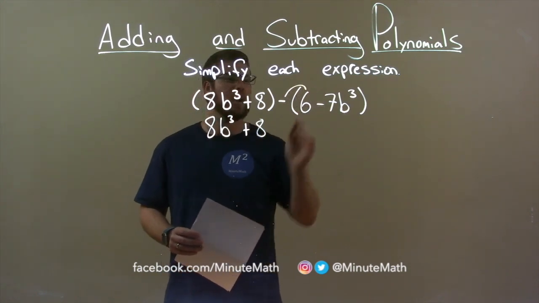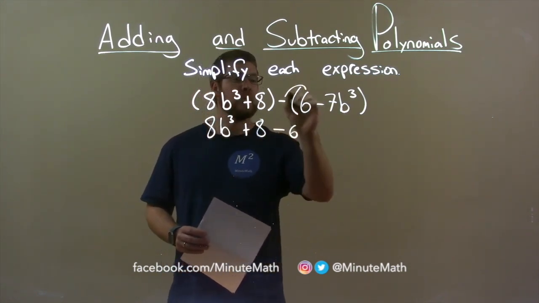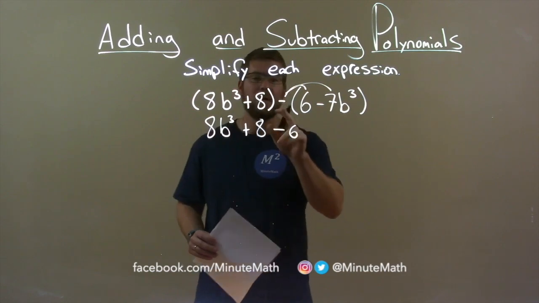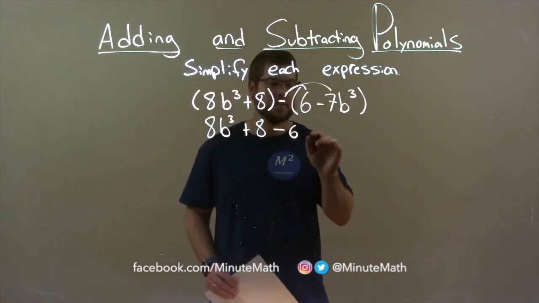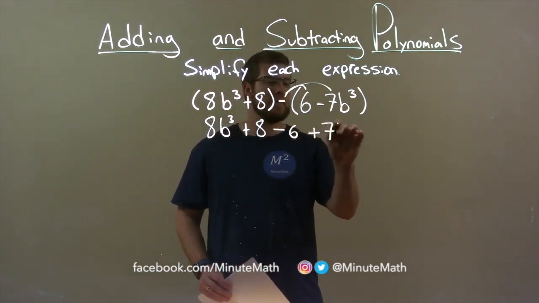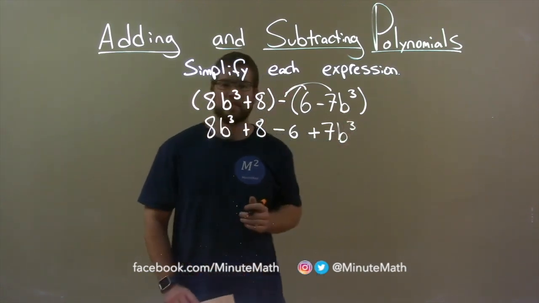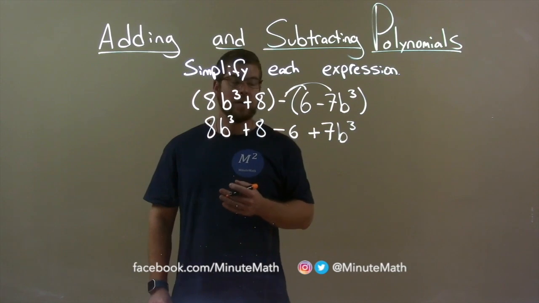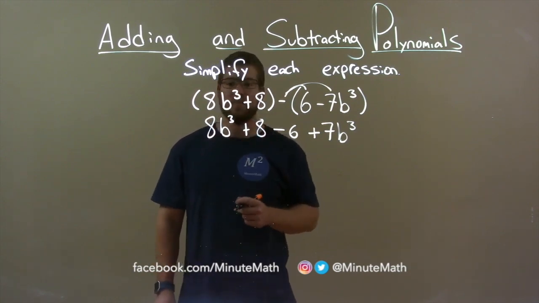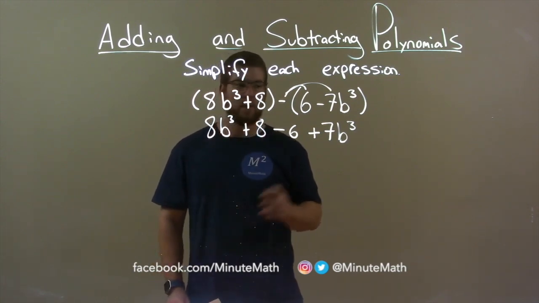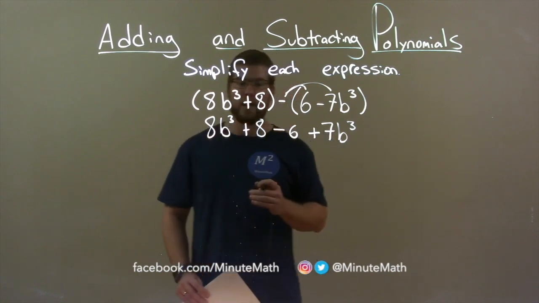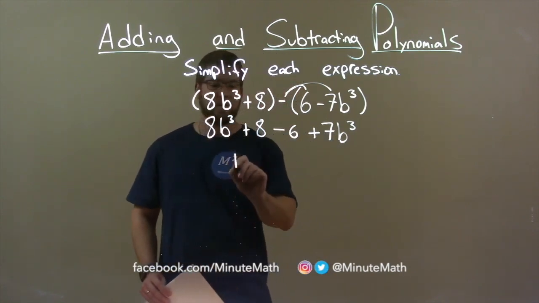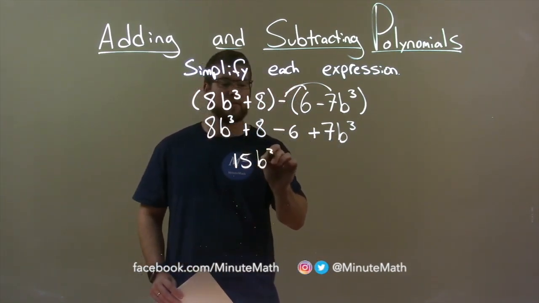We distribute the minus sign, and we have a minus 6, and make sure we go to both parts here, and we have a double negative. That's a positive. So we have a positive 7b to the third. Now we just have to combine our like terms. Our highest degree comes first, and that's b to the third power. We have 8b to the third power plus 7b to the third power. That comes out to be a 15b to the third power.